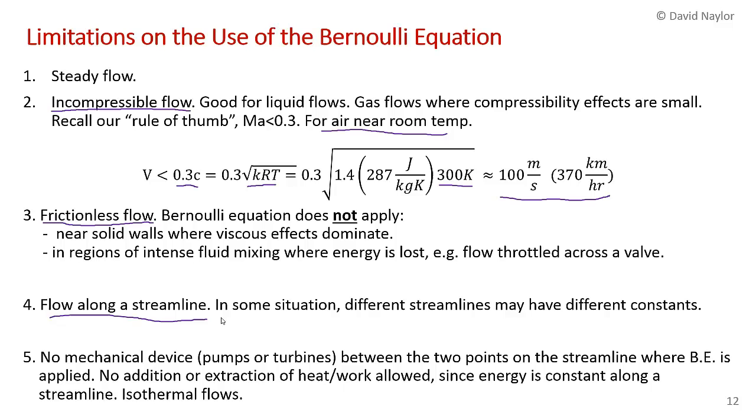In addition, we saw that the total energy in the flow at 1 equals the total energy in the flow at 2. So we can't be adding energy or taking energy away from the flow between 1 and 2. So number 5 here says no mechanical devices. You can't have any pumps or turbines between the 2 points on the streamline where we're applying Bernoulli's equation. We can't have any addition or extraction of heat or work in that region since the energy is constant along the streamline. There are some exceptions to this.